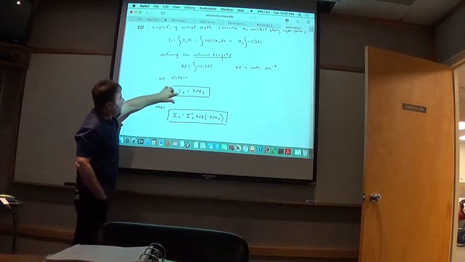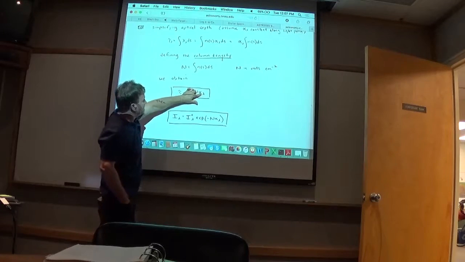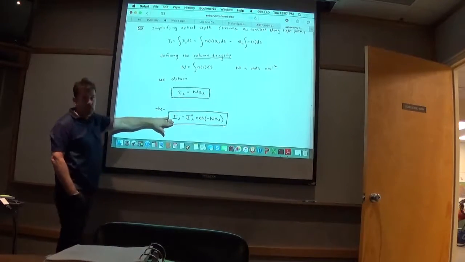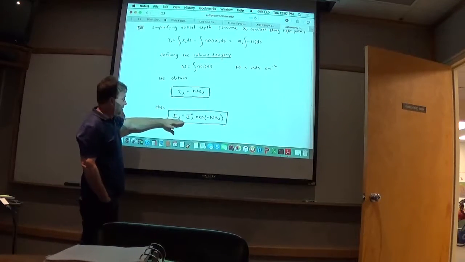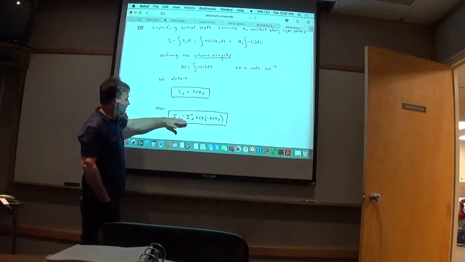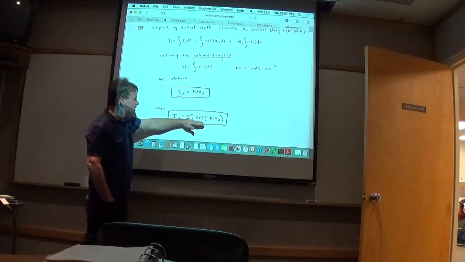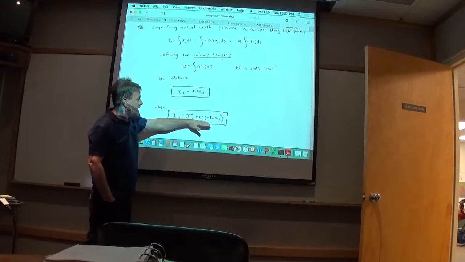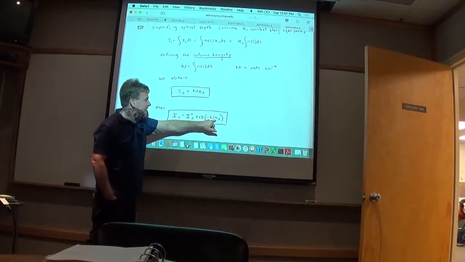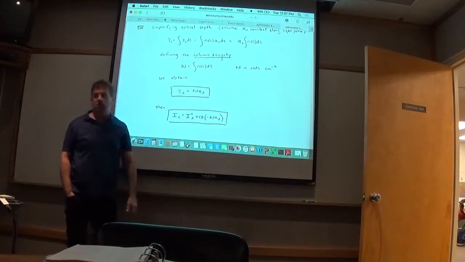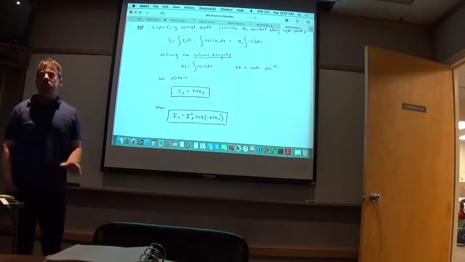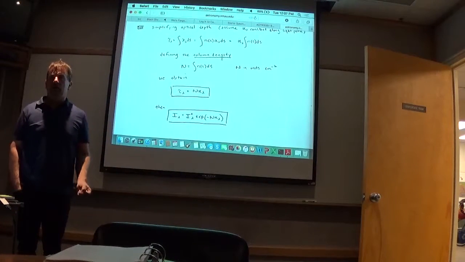And we obtain tau equals the column density times the cross-section, and can rewrite the absorption line profile as: the counts at a given wavelength are the continuum counts times the radiative transfer, e to the minus tau, which is now column density times cross-section. How many people have seen this before last week?